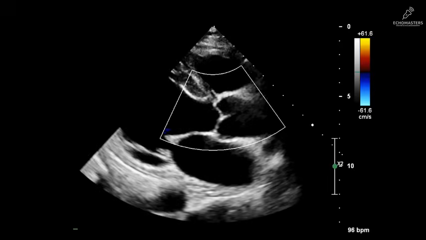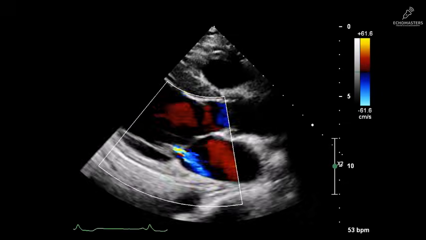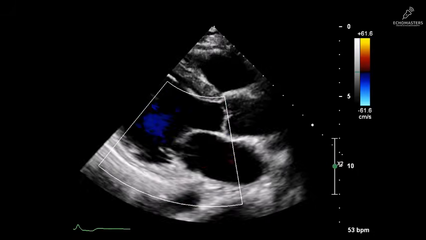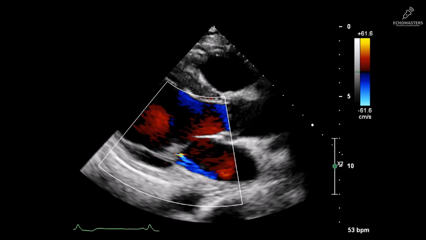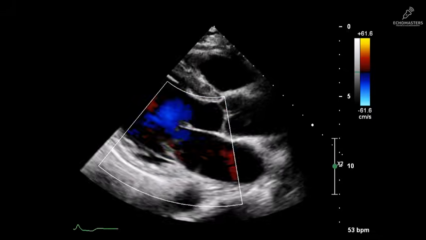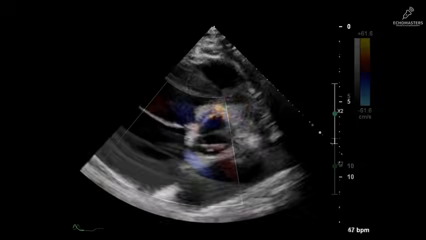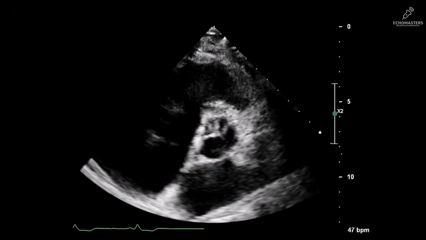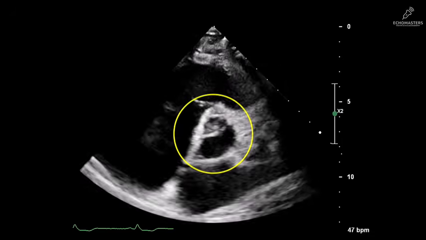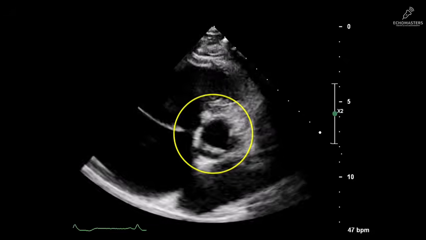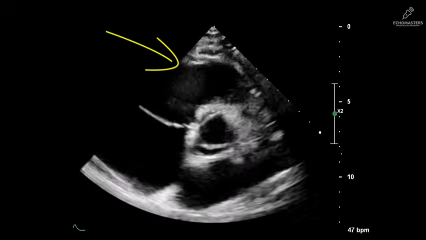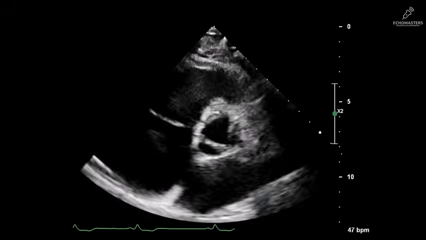When you add color on the aortic valve, not much regurgitation. And when you add the color box on the mitral valve, there is some mitral regurgitation, but it's not significant enough to explain the acute deterioration. Then, as you rotate to your short axis views, you confirm that the aortic valve opens and closes well, and there is no significant stenosis. But you can see that the right ventricle is not contracting well in this view.